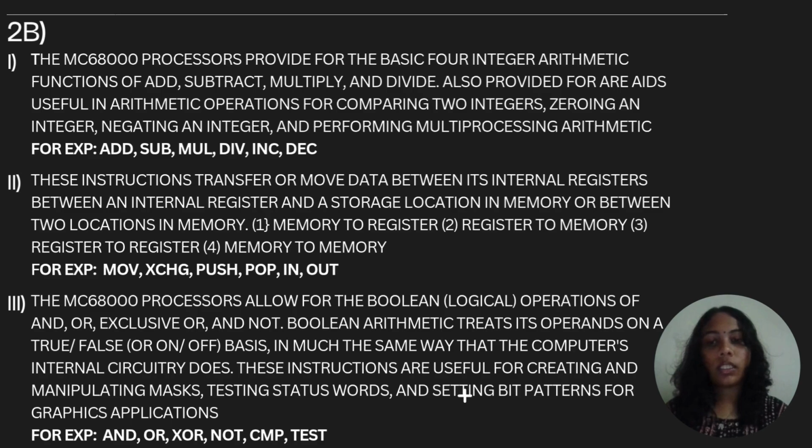Lastly, logical instruction. The MC68000 processors allow for the Boolean or logical operation of AND, OR, exclusive OR, and NOT. Boolean arithmetic treats its operand on a true or false basis in much the same way that the computer's internal circuitry does. These instructions are useful for creating and manipulating masks, testing status word, and setting bit patterns for graphic applications. For example, AND, OR, XOR.